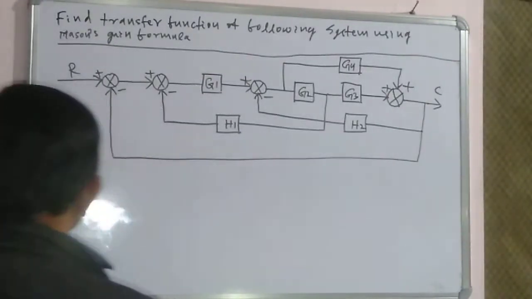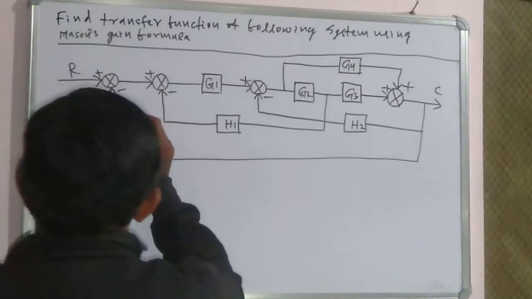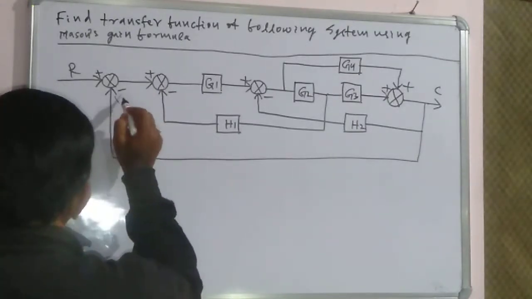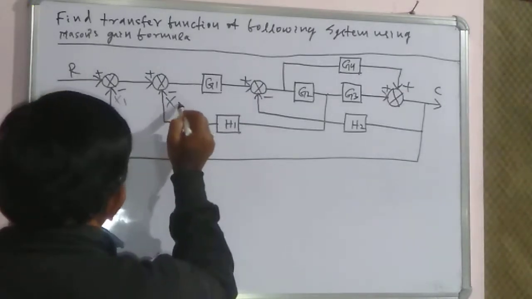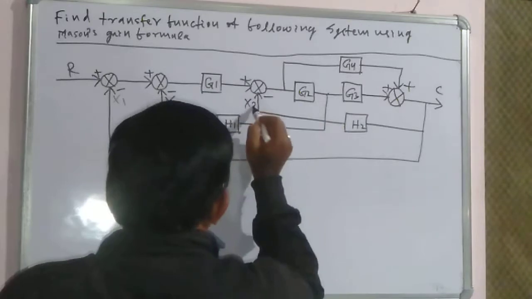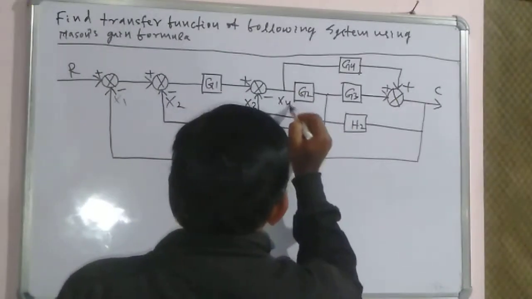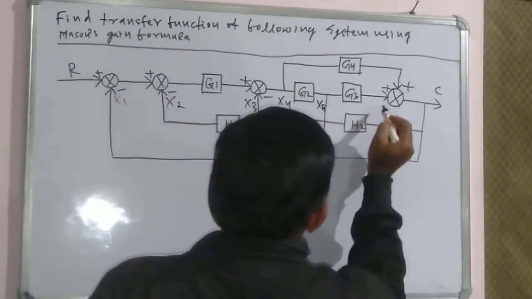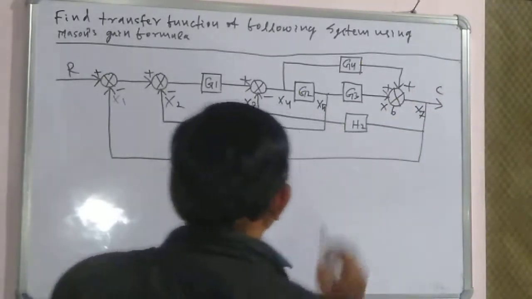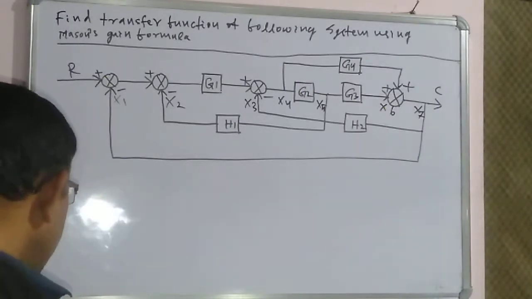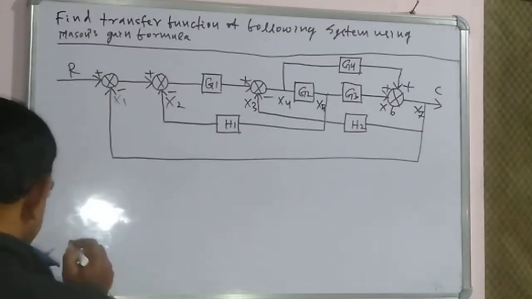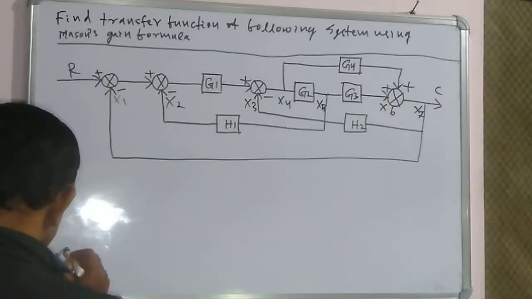So this is very simple. First, this is one node, this is another node, that is x1, x2, x3, x4, x5, x6, x7, and this is C. So now denote here 7 nodes, we'll start from R.